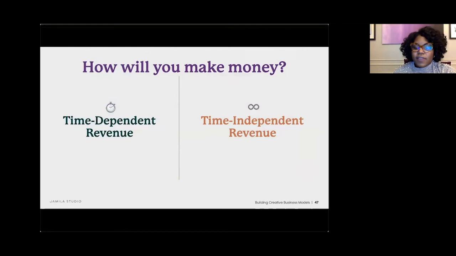So when we think of how you make money, which is really, really important, you have two types of revenue you can make. You can make time-dependent revenue, which is revenue that is dependent on you being there. It's dependent on your time, so you're exchanging time for money, or time-independent revenue. Know that time-independent revenue is a renewable resource. You should try to get as much time-independent revenue as you can, because that's how you make money in your sleep. But if you don't have that, time-dependent revenue is also a good source of revenue.